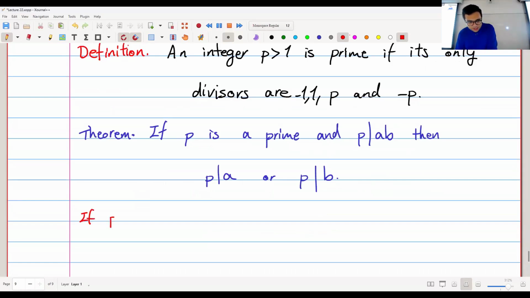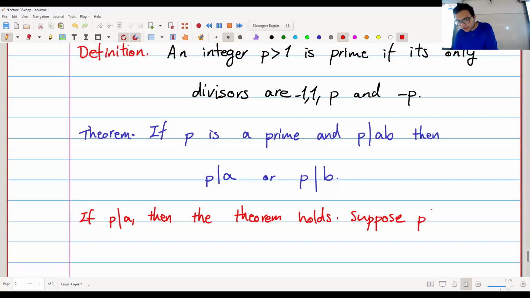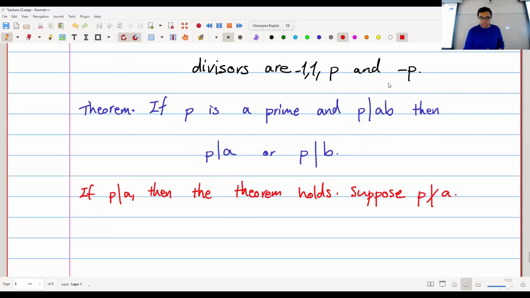If P is a divisor of A, then the theorem holds. I don't have to prove anything. So suppose that P is not a divisor of A. Now, with this assumption, I have to show that P is a divisor of B. Okay, but what does it mean that P is not a divisor of A? What does it mean in terms of the GCD of P and A? So what is the GCD of P and A?